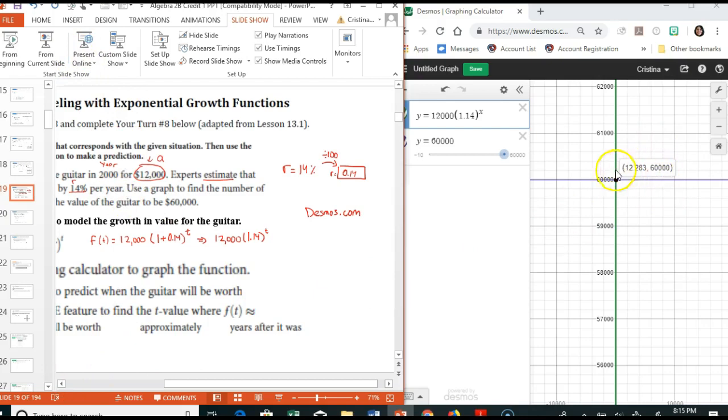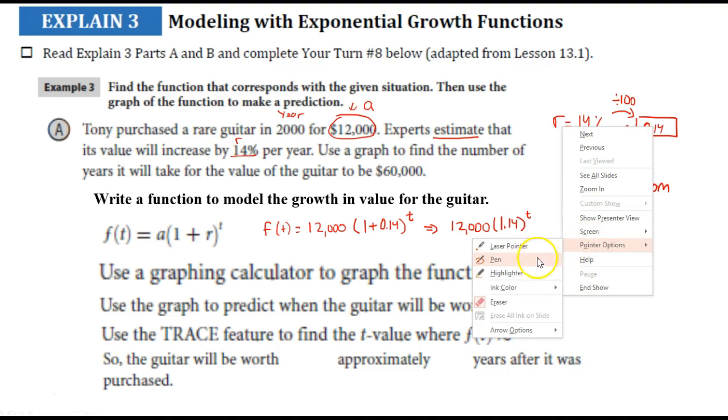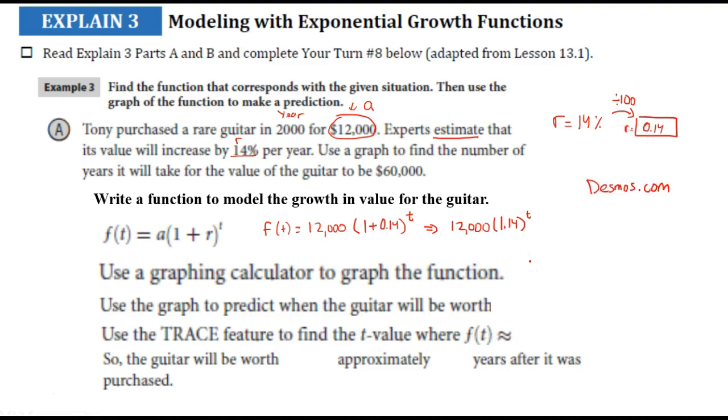So let's go ahead and write that in on our paper. So just as we saw on our graphing calculator, the guitar will be worth about $60,000 in approximately 12.283 years, which, since this was bought in 2000, would be maybe 2012 to 2013. Tony could sell this guitar for about $60,000.